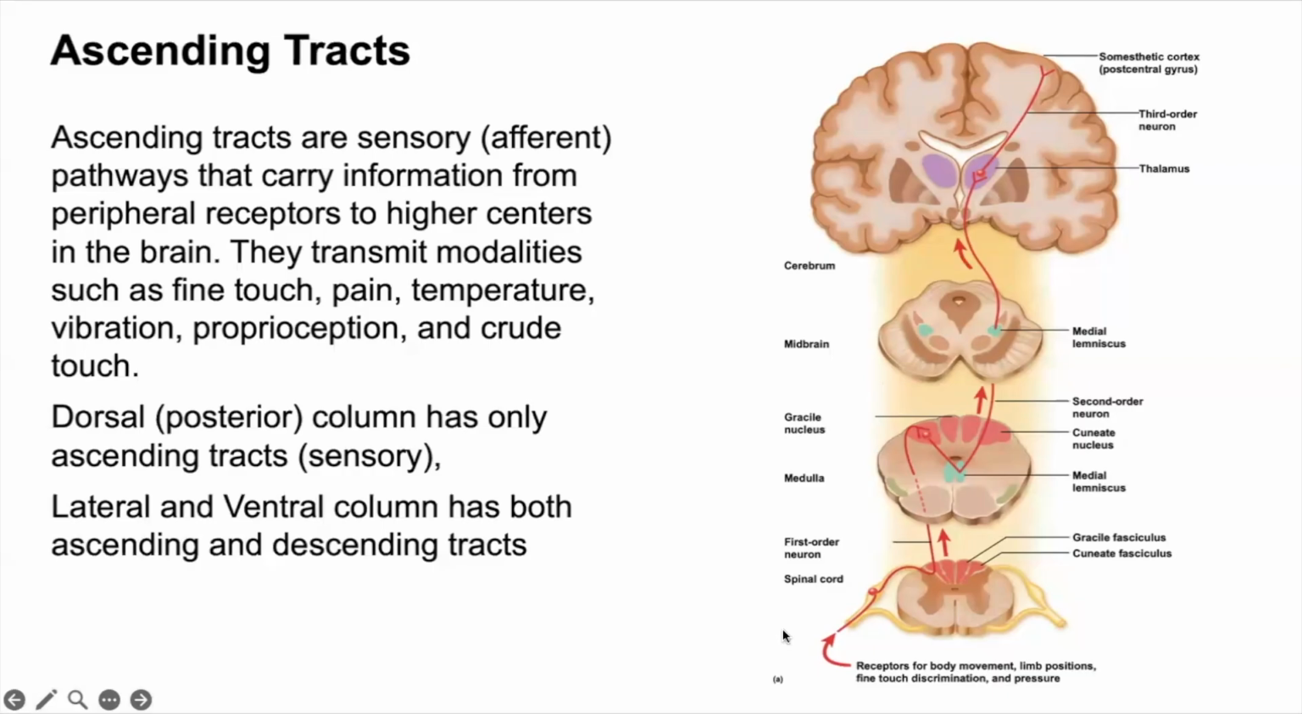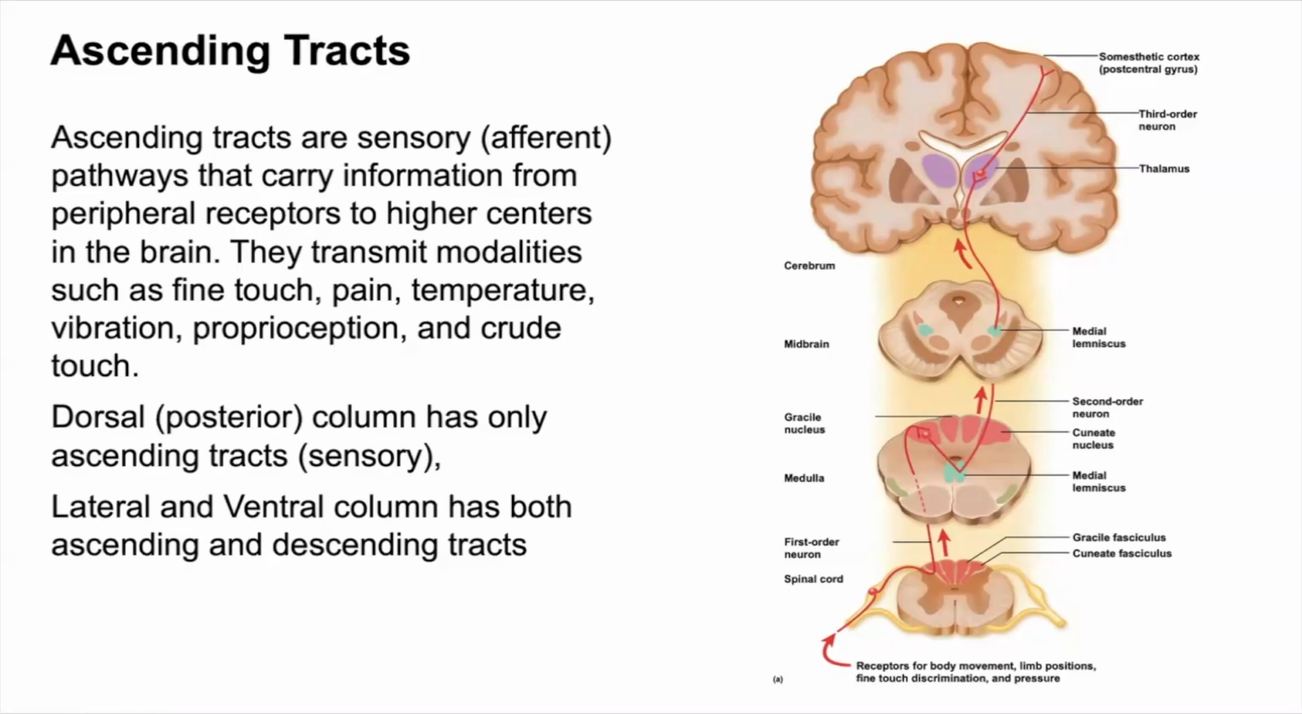So basically, as you can see in the figure, receptors from the body, movement, limb position, maybe touch, pressure, etc., come to the spinal cord. And then from the spinal cord, it goes into the medulla oblongata, midbrain, and then it can get processed into the cerebrum, which is the higher order of the brain. Okay, so how this entire process takes place is relatively complex, and it involves several neurons, but all of those neurons are sensory neurons. You have to remember that.